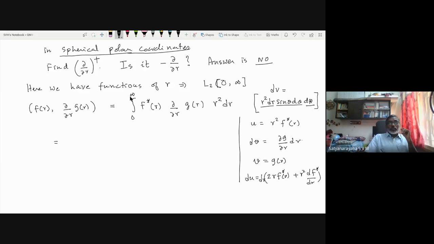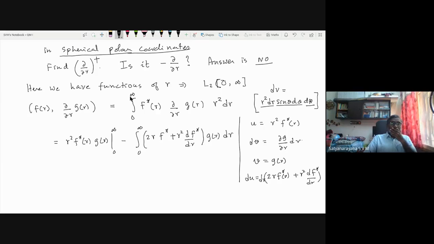So that is equal to r square f star of r into g of r, evaluated between 0 and infinity, minus integral 0 to infinity of 2r into f star plus r square df star by dr, into g of r dr. But this boundary term will go to 0 because the lower limit is 0 and because of this r square it becomes 0. The upper limit is 0 because this is L2 of 0 to infinity. So that part will go to 0.